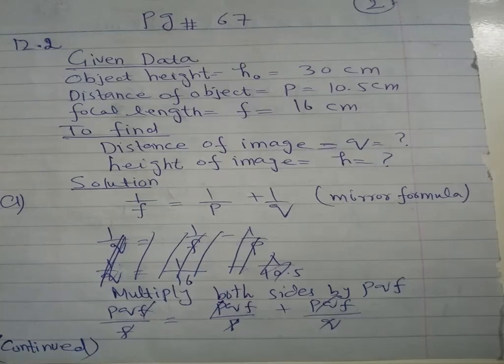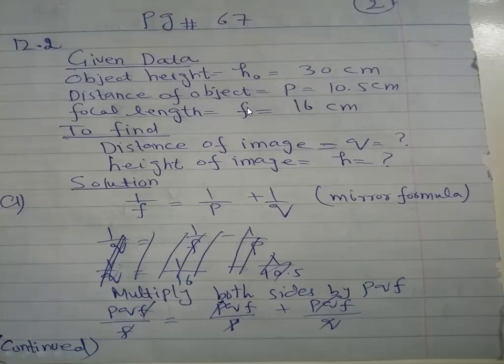Okay. So first of all, I'm going to write the data. You know the height of the object is given to me, which is 30 centimeters. Height of the object is noted by H O. O will be small, remember this, O will be small. It is only the subscript. So object height is H naught, which is 30 centimeters.